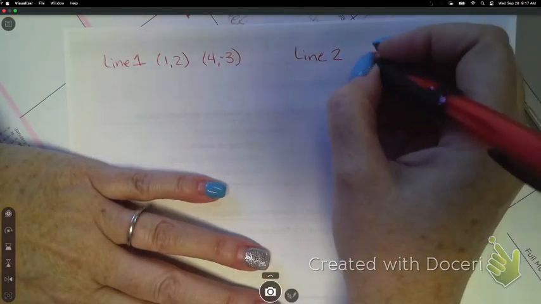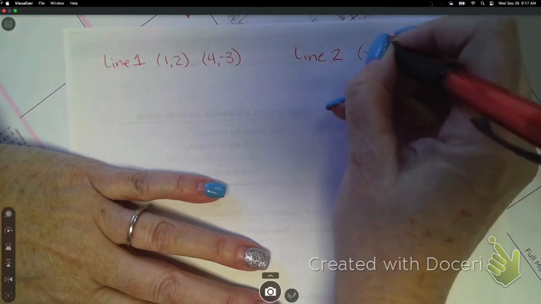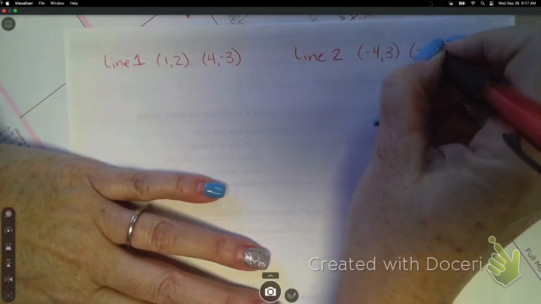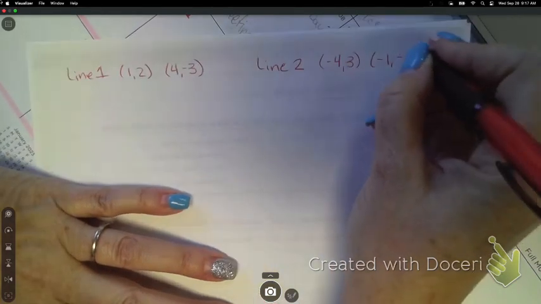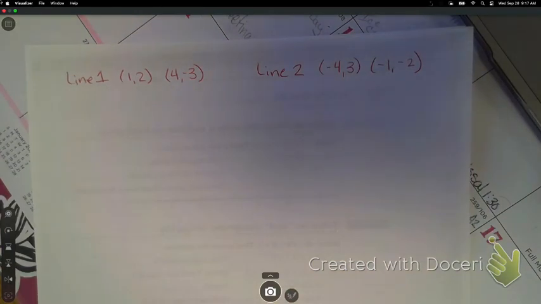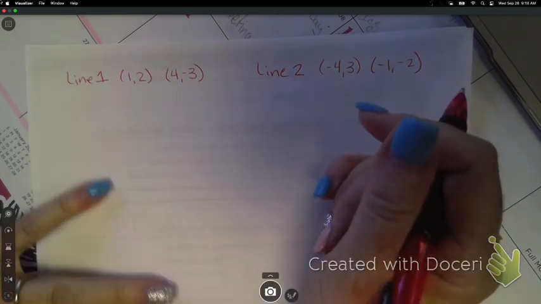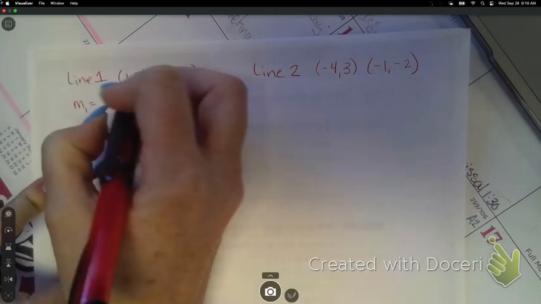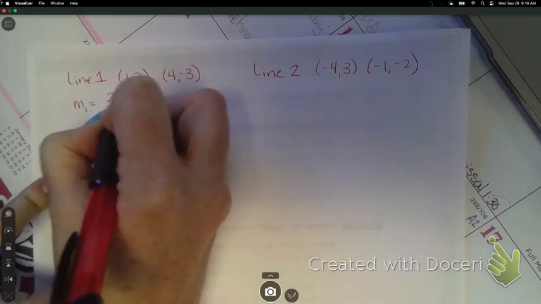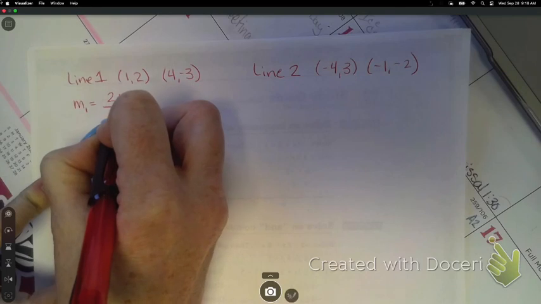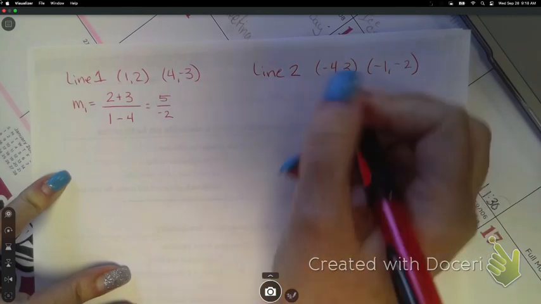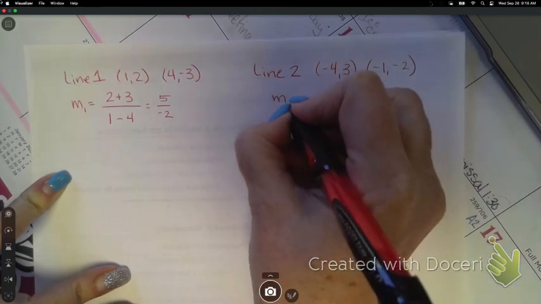Line 2 is -4, 3, and -1, -2. I bet these are going to be perpendicular. I bet no. I'm not going to lie, but actually, I don't know, Cody. You might be wrong right now. Bro, you're definitely wrong. I definitely am wrong. These are definitely neither. What'd you get? -1, -2.